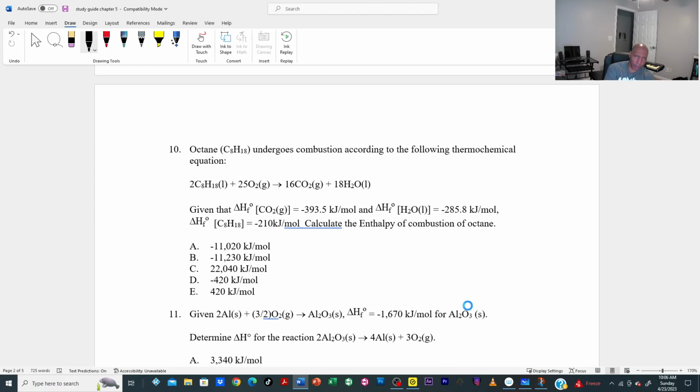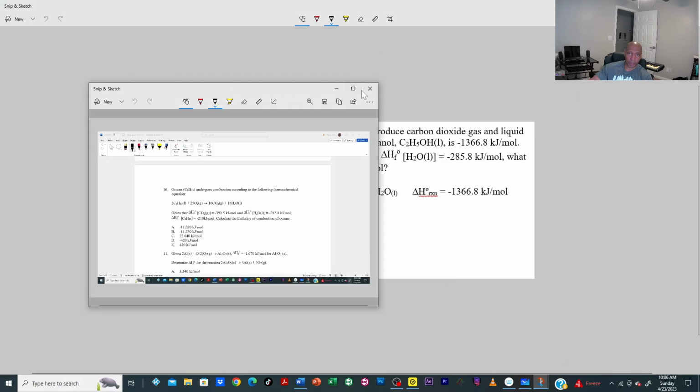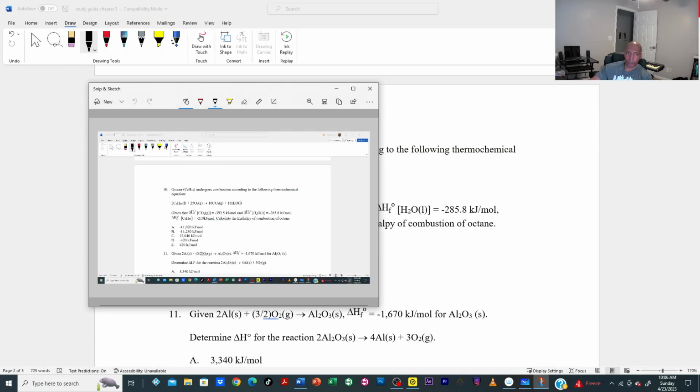All right, so I'll go ahead and do number 10. Number 10 says octane undergoes combustion according to the following thermochemical equation. So we have that 2 moles of octane react with 25 moles of oxygen to produce 16 moles of carbon dioxide and 18 moles of water. Now they give you the enthalpy of formation of carbon dioxide and water and octane, and they want you to calculate the enthalpy of combustion of octane.